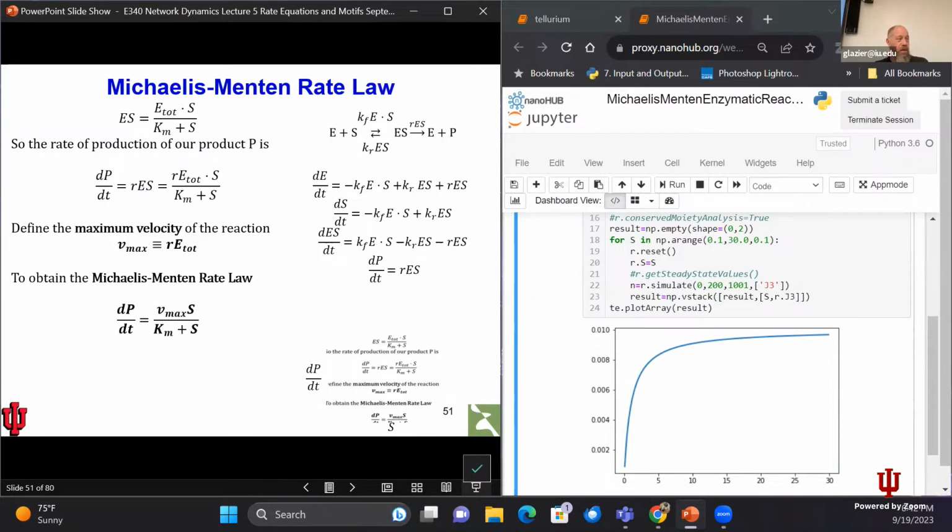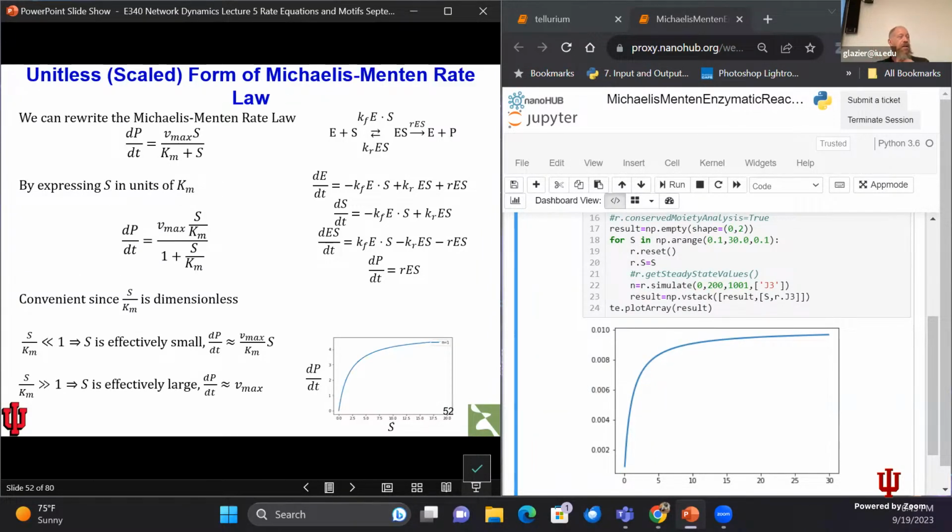So the Michaelis-Menten rate law says the rate of production of product is V max, which is R times E total, times S divided by K Michaelis plus S. And K Michaelis, again, was given by this particular functional relationship of KF, KR, and R. And V max is given by R times E total. And that's the Michaelis law. There are a variety of ways you can rescale things depending on what you're trying to show.